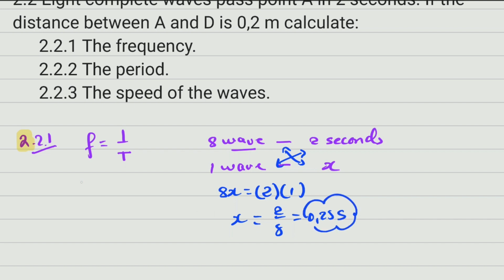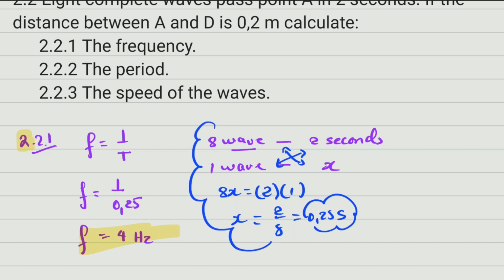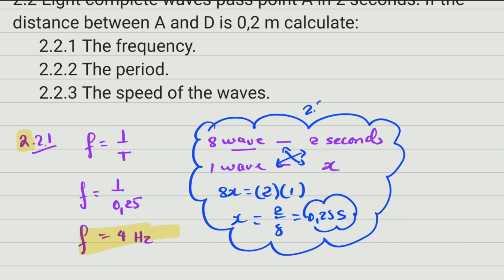So this number is going to be substituted there to calculate the frequency. Frequency is equal to 1 divided by period, which is 0.25, and when you calculate that, the answer is 4. So the frequency is 4 Hz. And that is the answer for question 2.2.1. Now question 2.2.2 is calculating the period, and the period was calculated here before, guys, so we don't have to recalculate it.